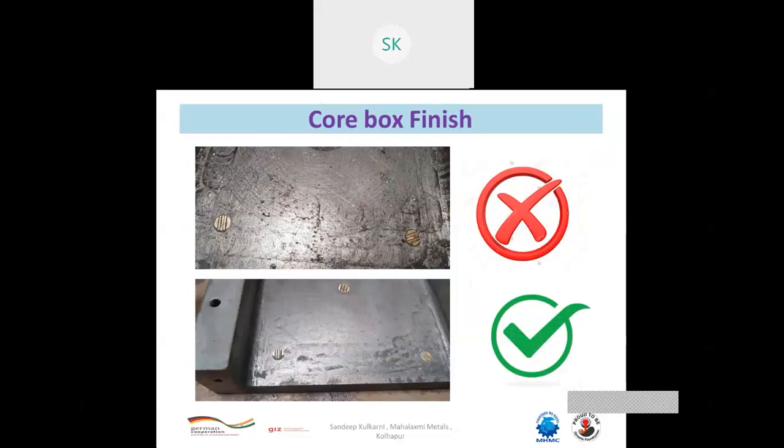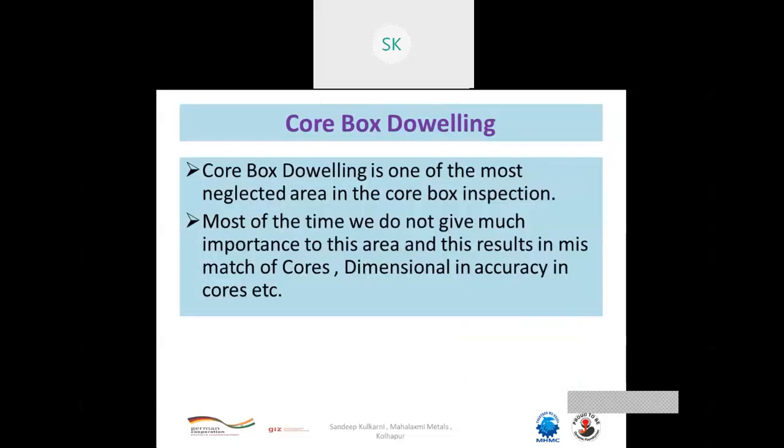If this is the quality of the core box you use, then you will get some scratches on the core. Some core finish will not be that good, and if you clean that core box properly and use it, then you will definitely get a good surface finish for your core, and definitely your casting will be good. So rework of core and rework of casting will get eliminated. So this is very important. If you take care of your core box finish, you will reduce your fettling. Your fettling cost will get reduced because of good quality of core and good quality of casting, because of good quality of surface finish of your core and core box.